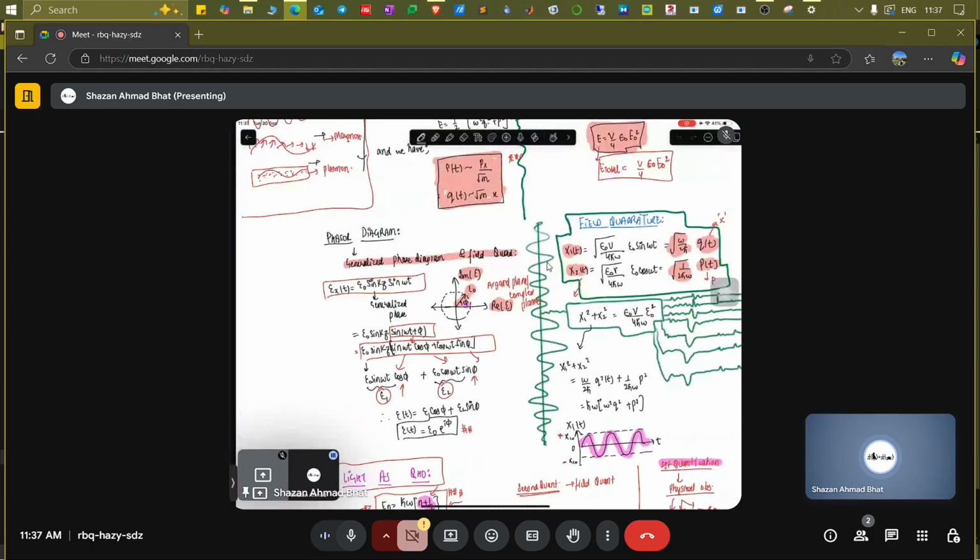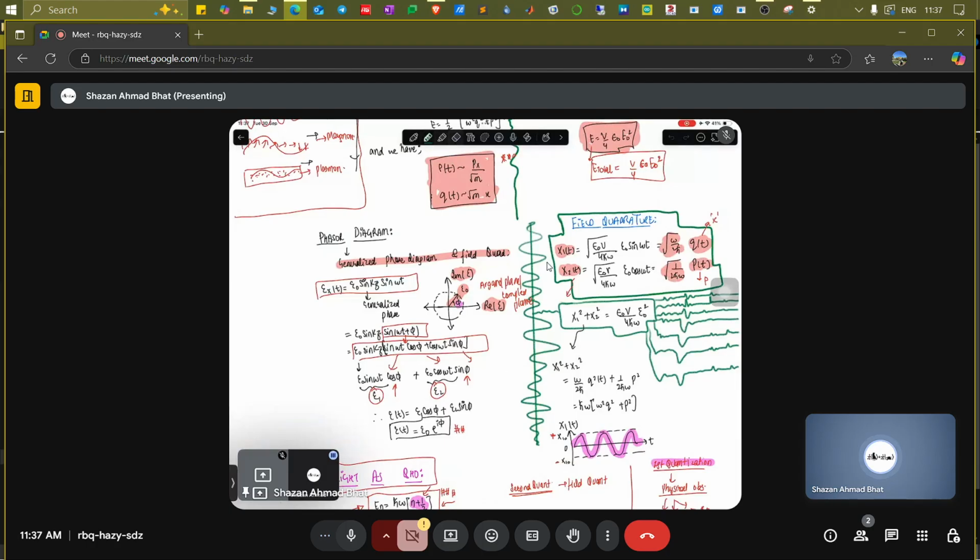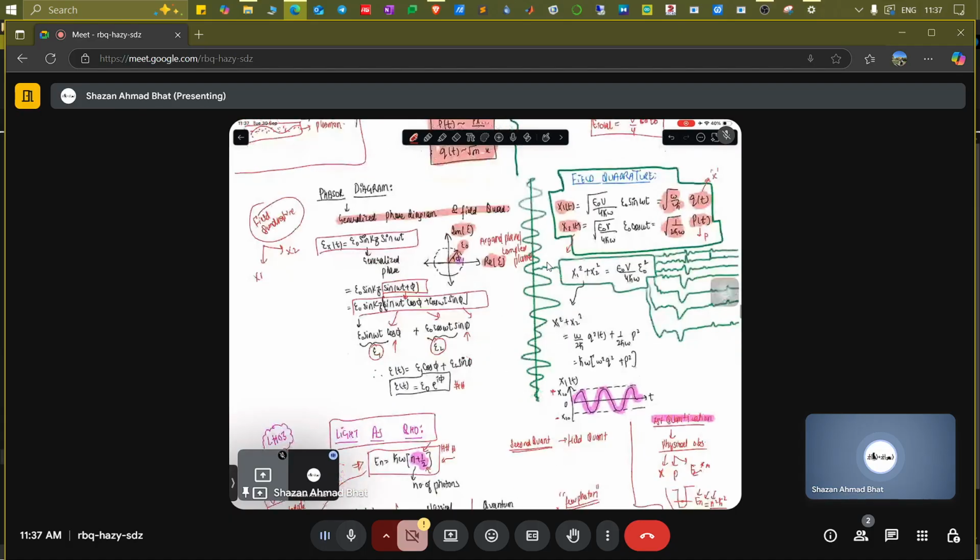If you remember from the previous session, we talked about the phasor diagrams. We talked about the field quadratures, wherein you define this x1 and this x2, in terms of the sine omega t and the cos omega t functions, and those functions are related to q of t and p of t, which are related to the position and the momentum of the oscillator.